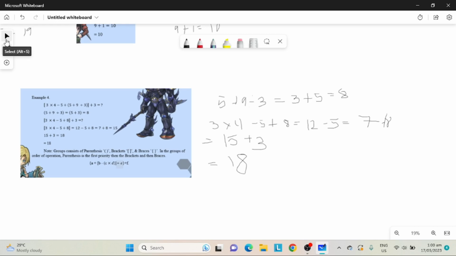And then copy the given in the bracket, and bring down the 8 from the answer in the parentheses. Then do the operation, which is 3 times 4 is equal to 12. Then 12 minus 5 is equal to 7. Then 7 plus 8 is equal to 15. And then do the last one. Copy the last remaining given outside the bracket, and then do the operation. 15 plus 3 is equal to 18.